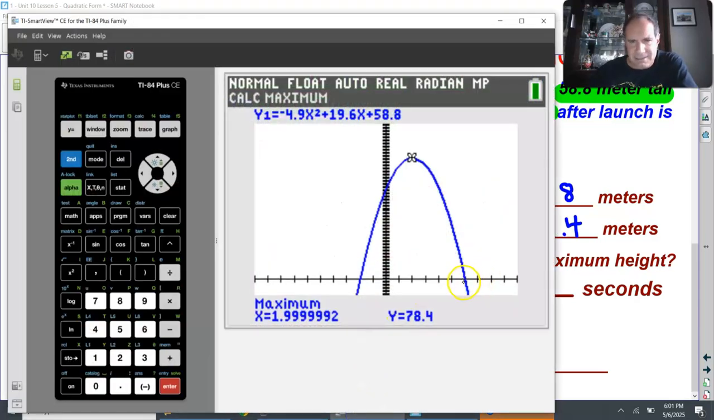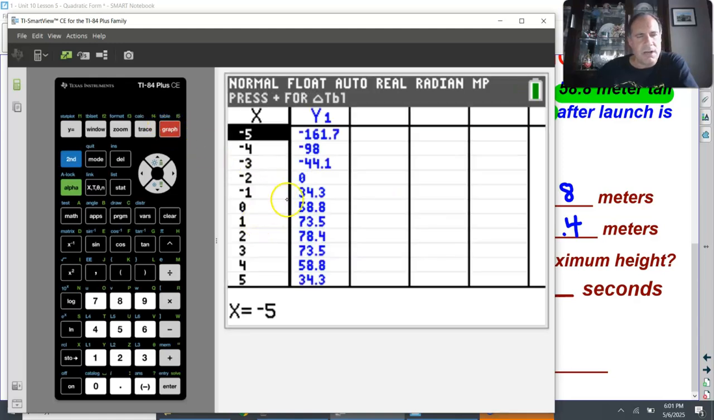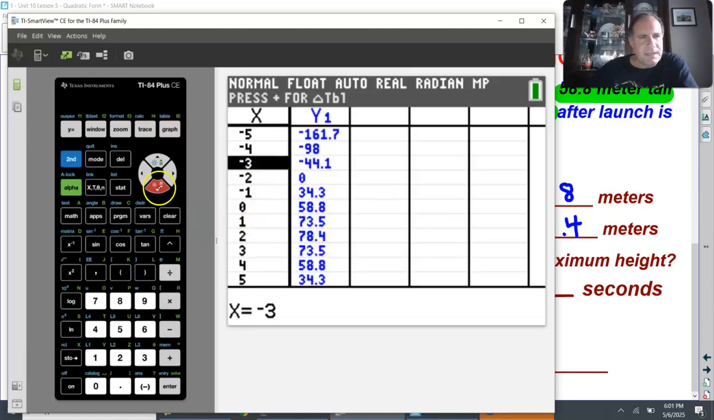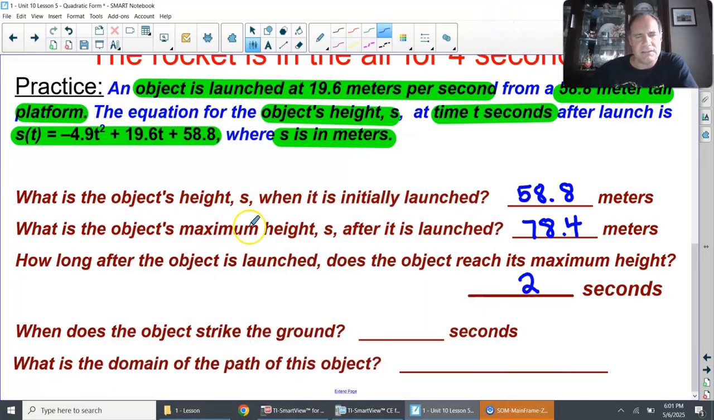So it hits the ground here. Let me just check the table. So just remember, it hits the ground at, look, 6 seconds. It hits the ground, it's 6 seconds. 6, 0, so 6 seconds.